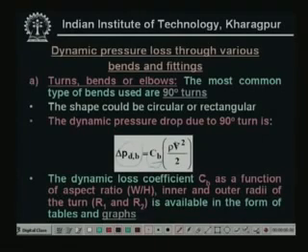And rho v square by 2, as you know, is the velocity pressure, V is the velocity. And for a 90-degree bend, the dynamic loss coefficient Cb is expressed in terms of the aspect ratio W by H and the inner and outer radii of the turn, R1 and R2, and it's also available in the form of tables and graphs. Okay, so let me show a typical graph.